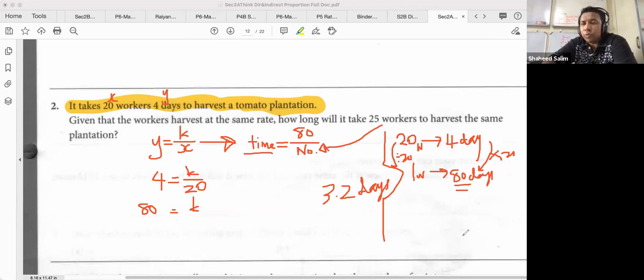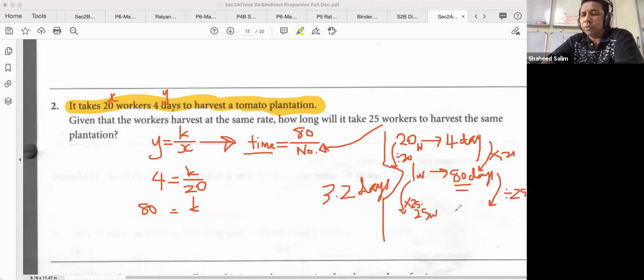So now they say 25 workers. You times by 25, correct? Times by 25 workers, right? Times 25, you get 25 workers. What must you do over this side? Instead of times, you need to divide by 25. Can you use your calculator? 80 divided by 25. Do you get 3.2?